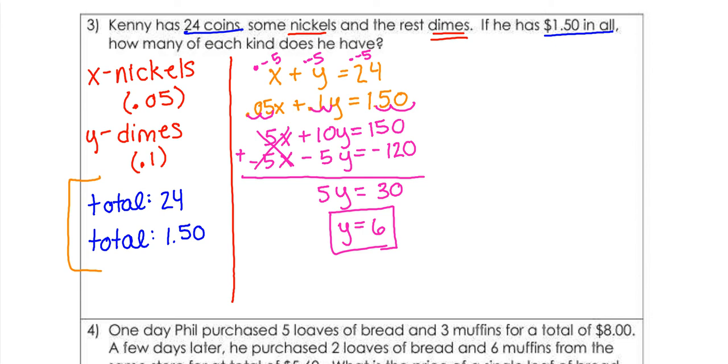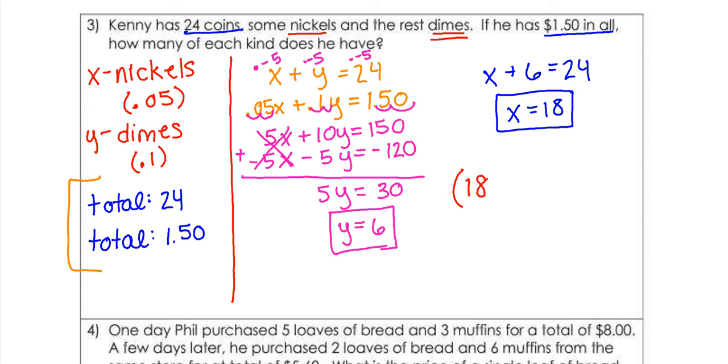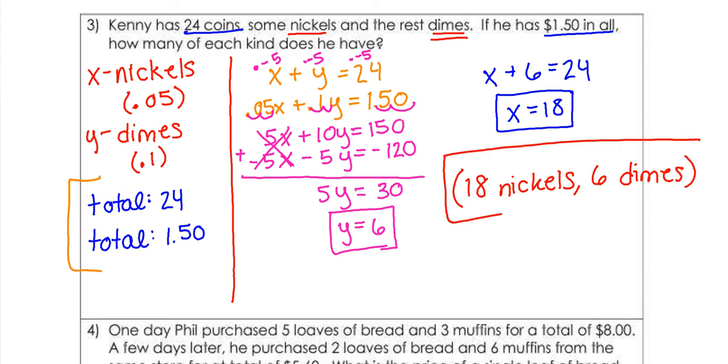Plug that information in. And so I'm just going to have x plus 6 equals 24. So x equals 18. And my very final answer is 18 nickels and 6 dimes. Check to make sure that it mentally works, and I promise you it does.